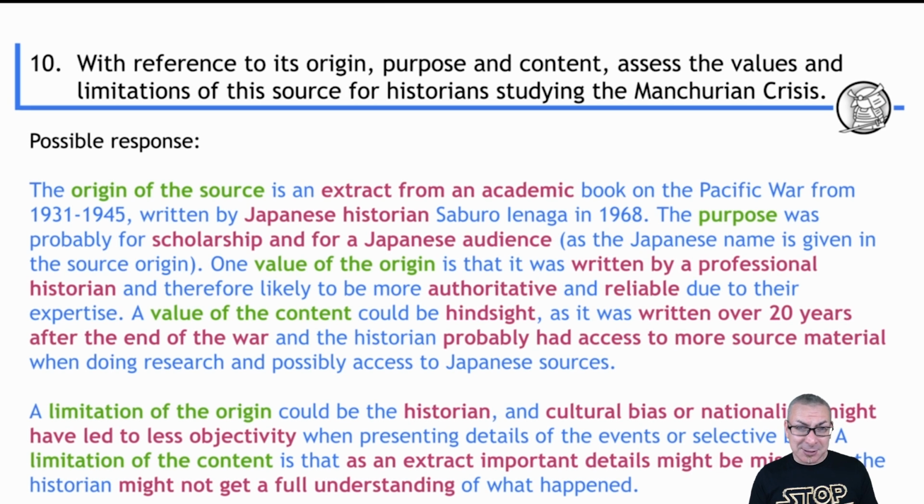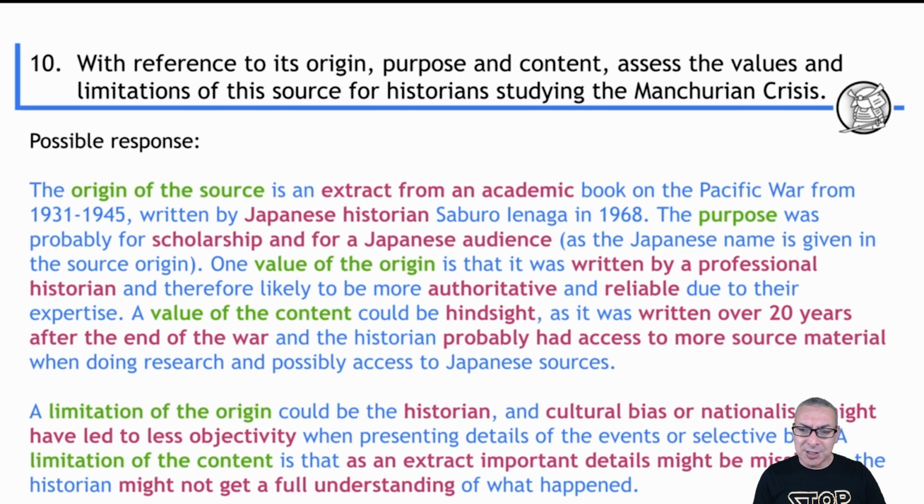Okay, so let's deconstruct this just a little bit. Note in the green, I have the point that I'm trying to make, and in the violet or reddish color, I'm giving my justifications, my explanations. So note I've said the origin of the source is an extract from an academic book by a Japanese historian. These are important points of the origin. There are a few other things in there that are also important that you should write. Those are the key ideas. The purpose, probably written for scholarship and for a Japanese audience because it's a Japanese history book and written by a professional historian. So really it's probably for scholarship or education.